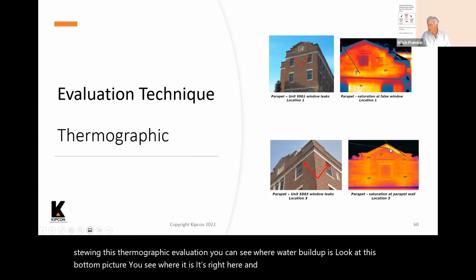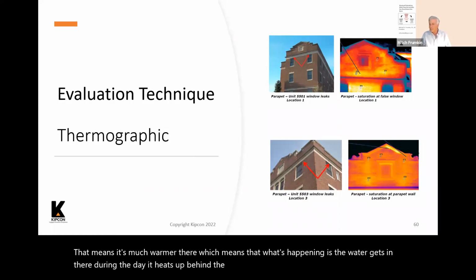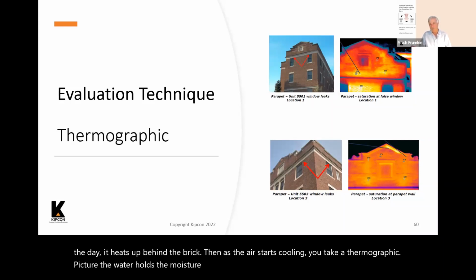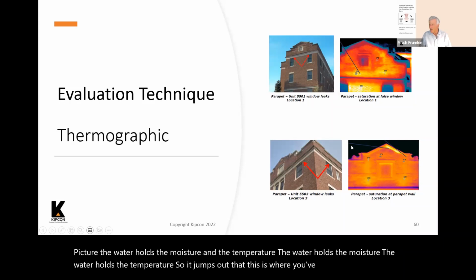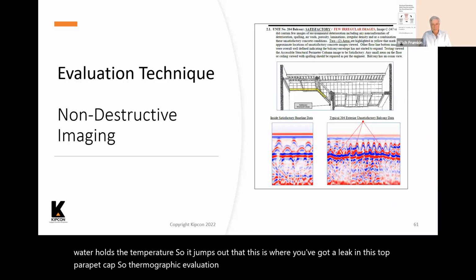You see that brightness? That means it's much warmer there, which means that what's happening is the water gets in there during the day. It heats up behind the brick. Then as the air starts cooling, you take a thermographic picture. The water holds the moisture and the temperature. So it jumps out that this is where you've got a leak in this top parapet cap. So thermographic evaluation. The next one I'm going to show you is called non-destructive imaging.